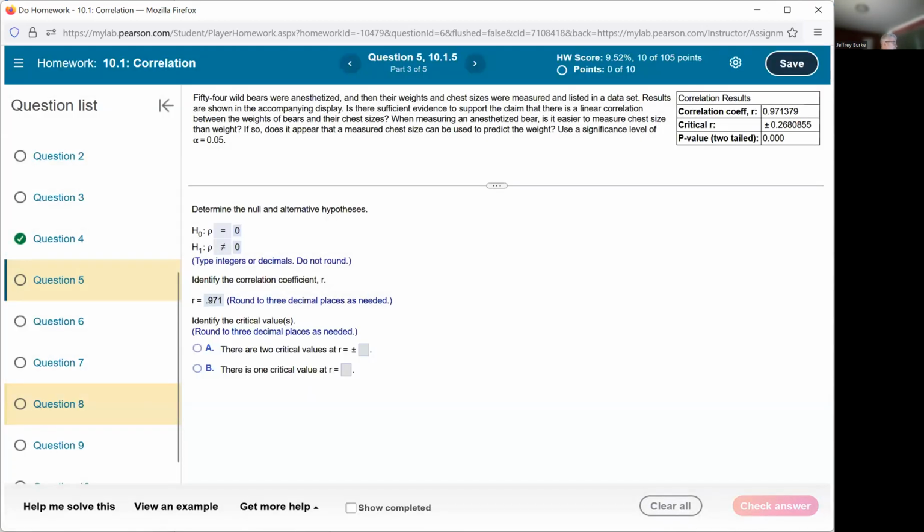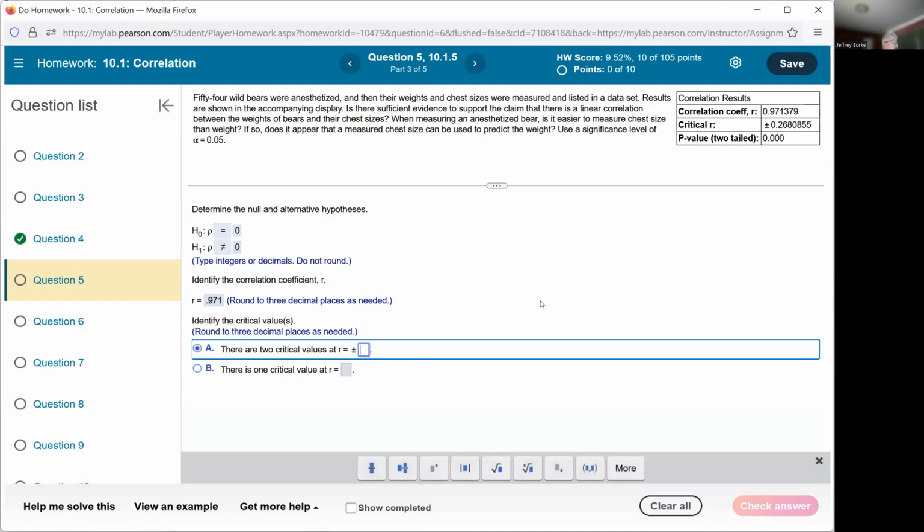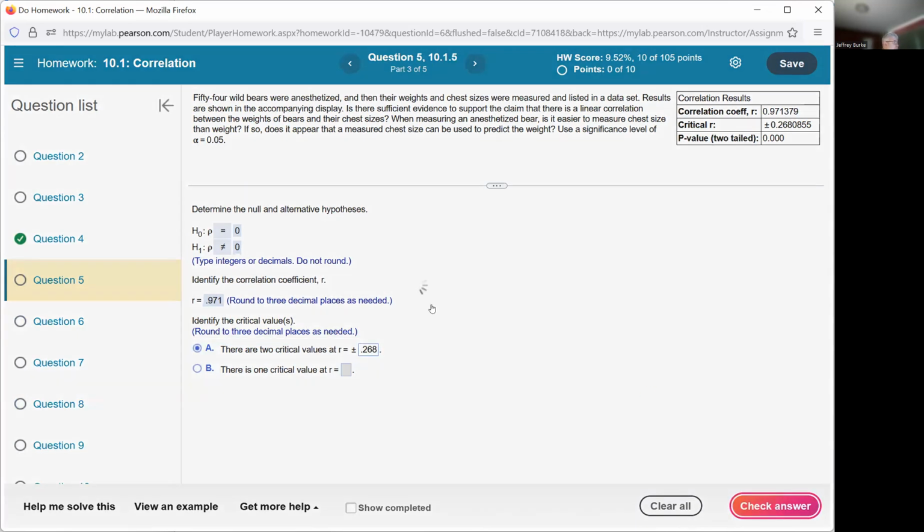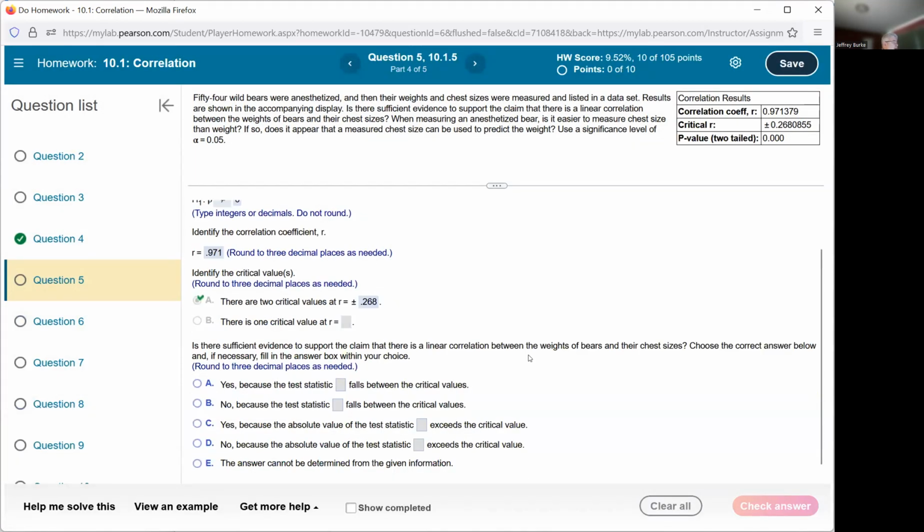There you go. Okay. And critical values. So again, this is going to be 3 decimal places. It'll be 0.268. What are the two critical values? It says that this is a two-tailed test, so it's going to be two critical values at plus and minus 0.268. Okay, there you go.